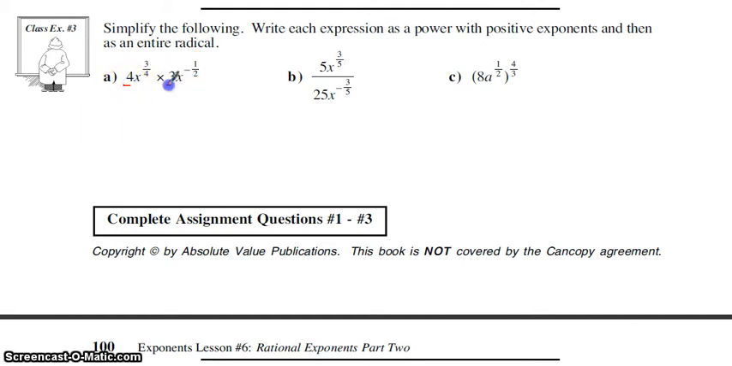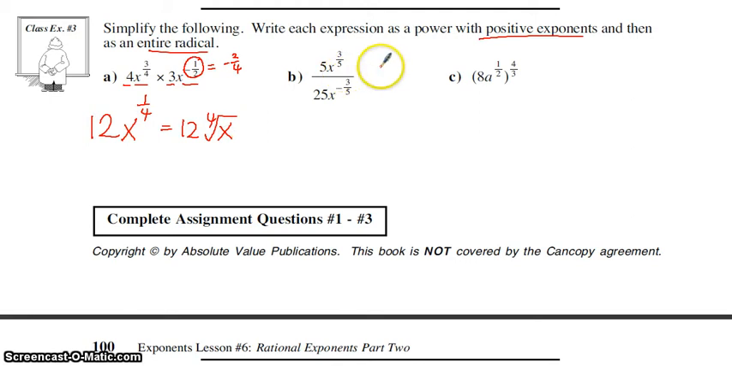When you multiply the powers, you add the exponents. So 3 over 4 plus negative 1 over 2. To add them, you need a common denominator. Let's change that to negative 2 over 4, right? Common denominator of 4. 3 over 4 plus negative 2 over 4 is 1 over 4. X to the 1 over 4. Write each expression with the positive exponent. Here we go. And then write as an entire radical. So that's the answer. And then we move on to the 4th root of x.